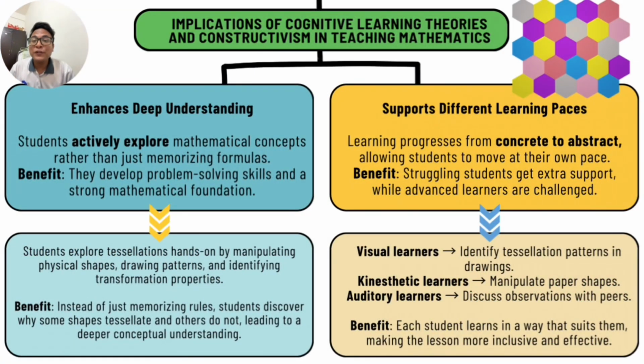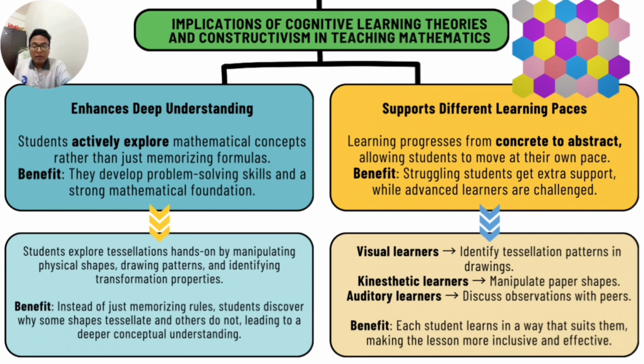Alright, next I want to share with you guys the implications of cognitive learning theories and constructivism in teaching mathematics, specifically Piaget's learning theory and also Bruner's learning theory, in addition to constructivism. The first one is enhancing deep understanding. Students actively explore mathematical concepts rather than just memorizing the formula. So the benefit is they develop problem-solving skills and a strong mathematical foundation.